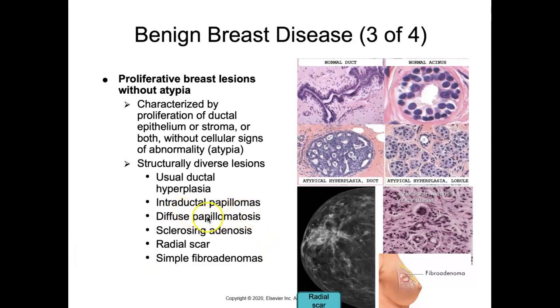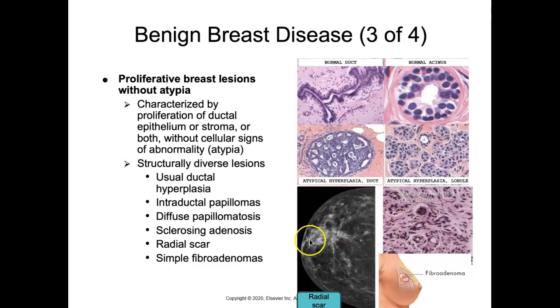Next up, we have diffuse papillomatosis, and this is when we have multiple papillomas that present masses, nodules, and nipple discharge. Next, we have sclerosing adenosis, and we see a picture of this over here, and this is when we have that lobular lesion with fibrotic tissue and scattered granular cells.